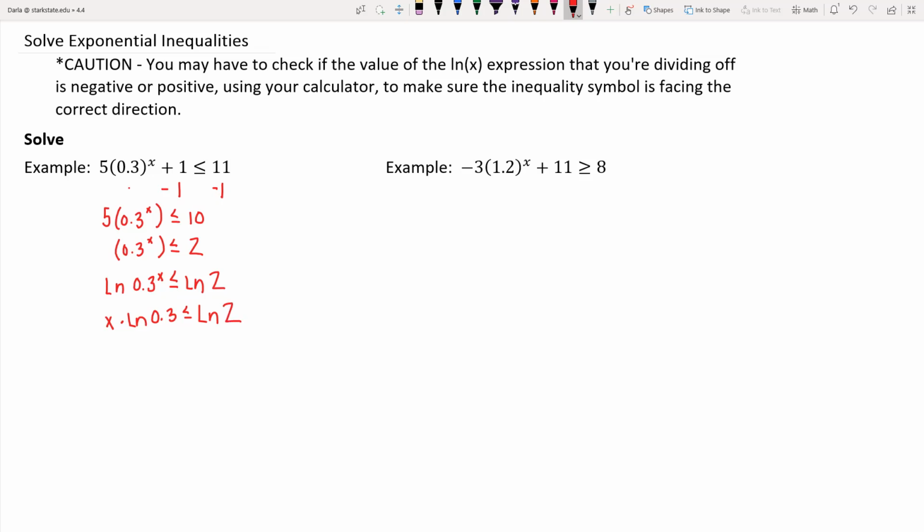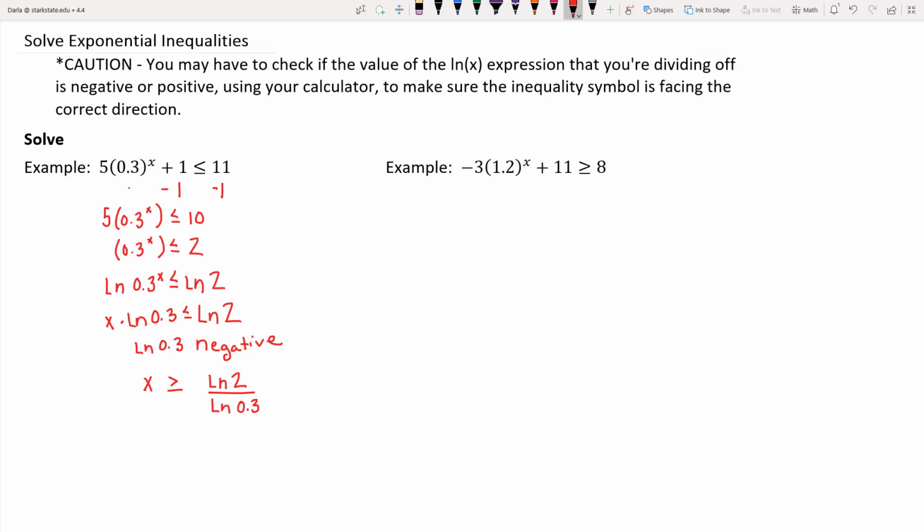So the next step is to divide off the natural log of 3/10. But the natural log of 3/10 is negative. If you put that in your calculator, you'll see that the value is negative. Well, if that's the case, when I divide it off from both sides, it'll leave x on the left-hand side, and then it'll leave natural log of 2 divided by the natural log of 3/10 on the right-hand side. But then that inequality symbol does have to change direction, so it's greater than or equal to.